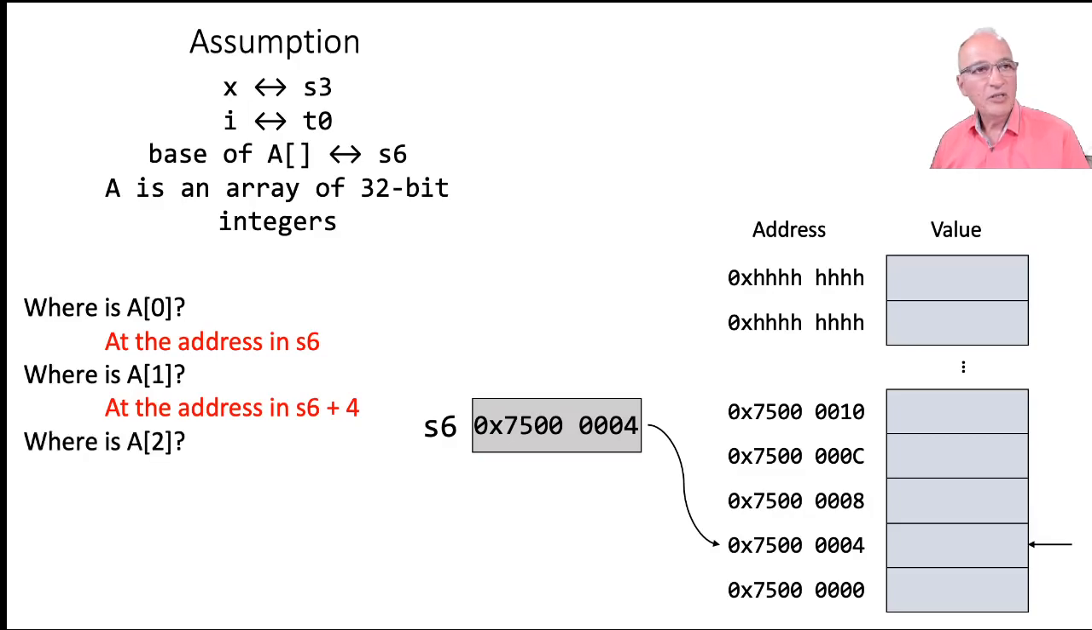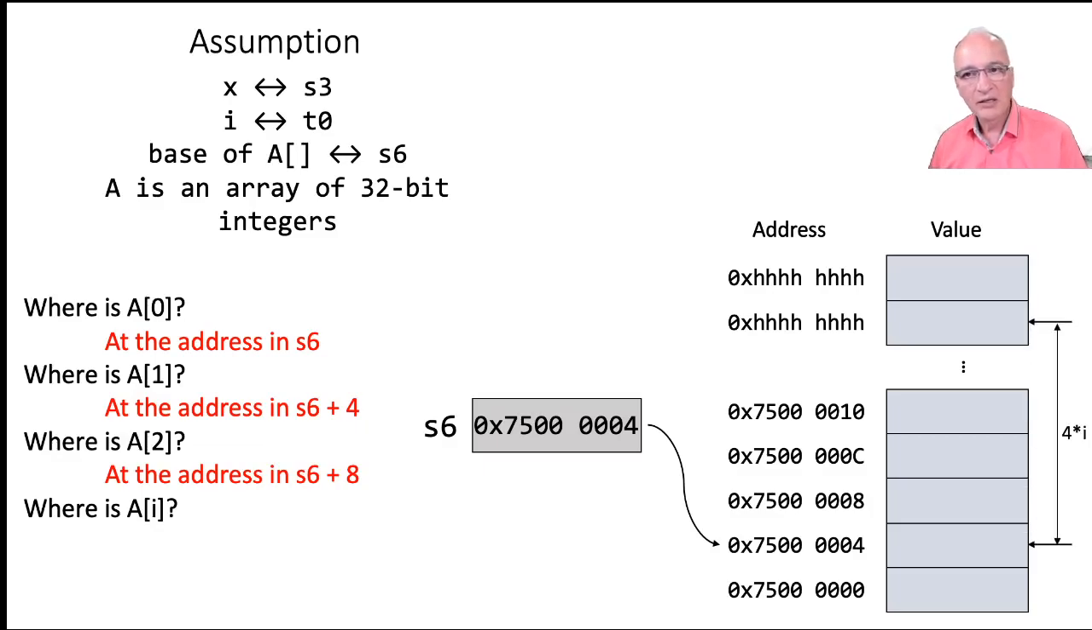And where is the element A2? Of course, the element A2 is the next element, so it will be at the address S6 plus 8, and so on. And where is the element A sub I? Following the pattern, we will discover that it is at the address given by S6 plus 4 times I.